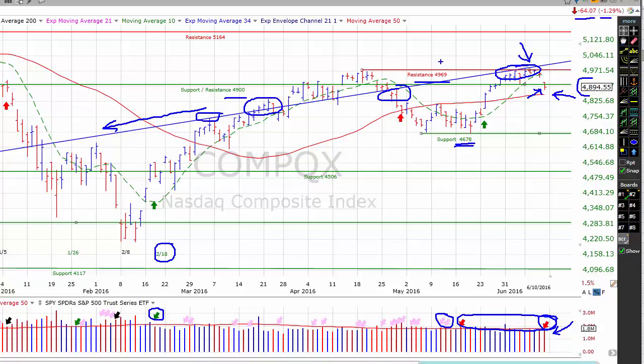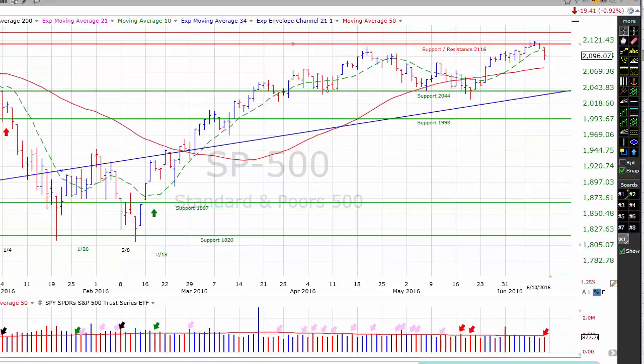Let's see what the S&P 500 is up to. S&P Friday was down 19.41 points, or 0.92%. We closed at 2096. Again, we seem to have been turned away at psychological resistance in the 2100 area. Notice how we came up against resistance up here in the 2116 range, and we appear to have failed.